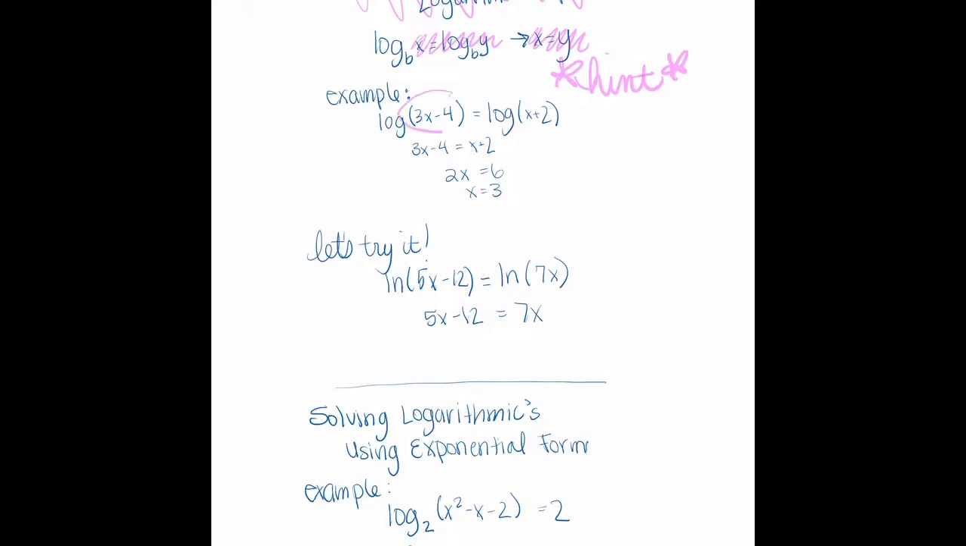Okay, so we take this, set them equal to each other to get our x equals 3. Now we're in the same natural log again here. So that means I can say this equal to each other and this equal to each other. And then we can solve. So I'm going to move my 5x over, and I'm going to get negative 12 equals 2x. So x must equal negative 6. Boom.